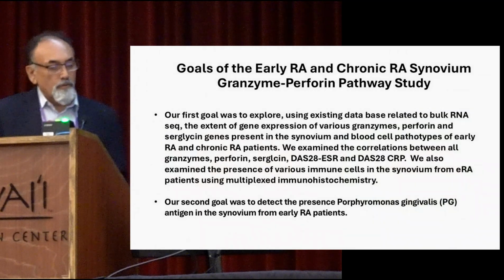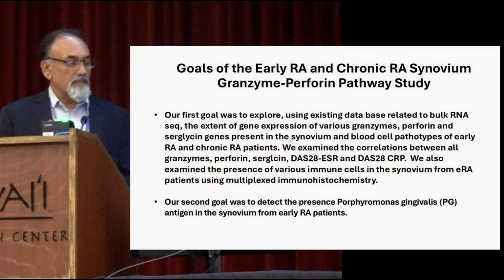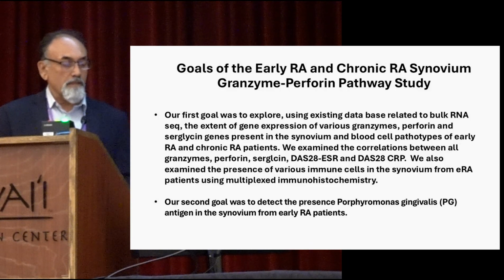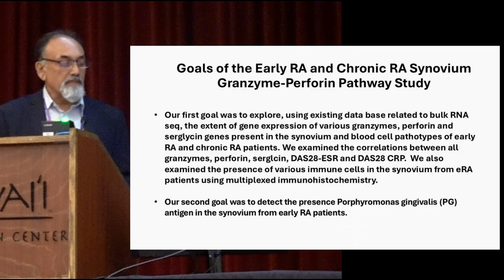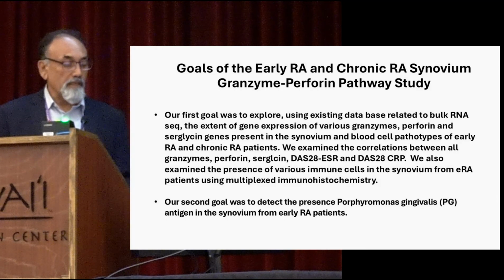There were 2 major goals of this study. In this clinical study, the first goal was to explore, using the existing database by our collaborators related to bulk RNA sequencing, the extent of gene expression of various granzyme-perforin-serglycin genes present in the synovium and blood cell pathotypes of early RA and chronic RA. Chronic RA is also late RA.